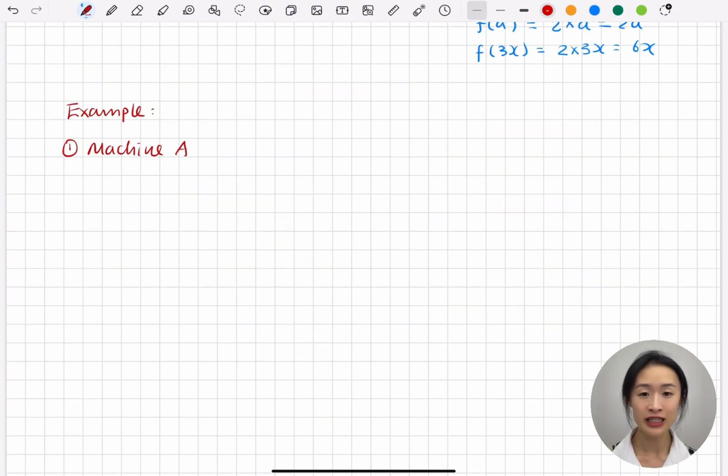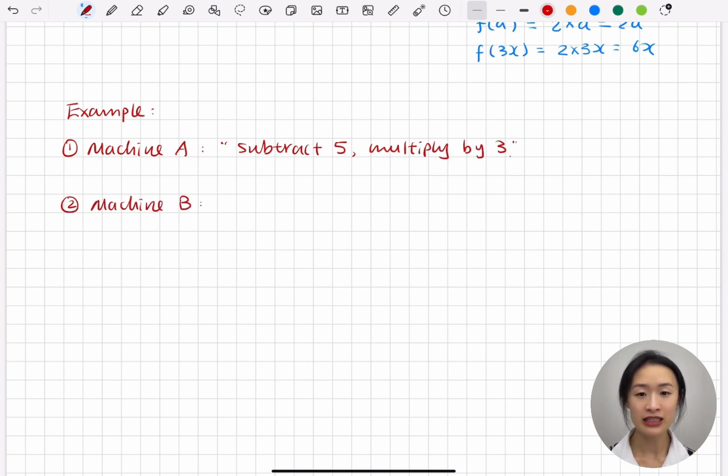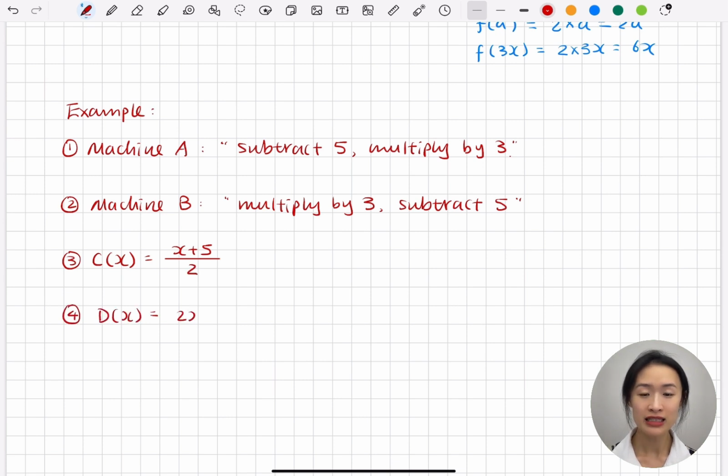Imagine now I have machine A, and then machine A does this. It subtracts 5 and then multiply by 3. And I have another machine, machine B. It does multiply by 3 and then subtract 5. Now machine C, I will write it in function notation. So C(x) equals to (x plus 5) over 2. And now D(x) is root of 2x take away 3.